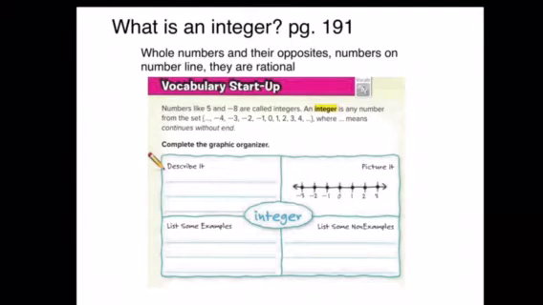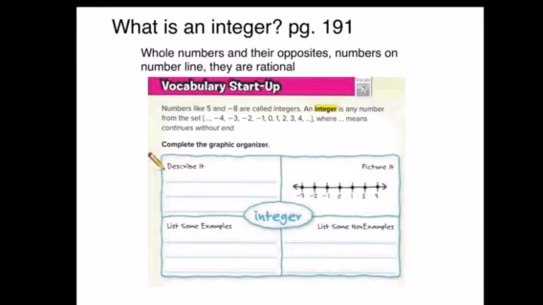It's any number in this set: -4, -3, -2, -1, 0, 1, 2, 3, 4, and it continues on both ends, so it goes without end. So whole numbers, 0 through infinity, and their opposites, the negative numbers.